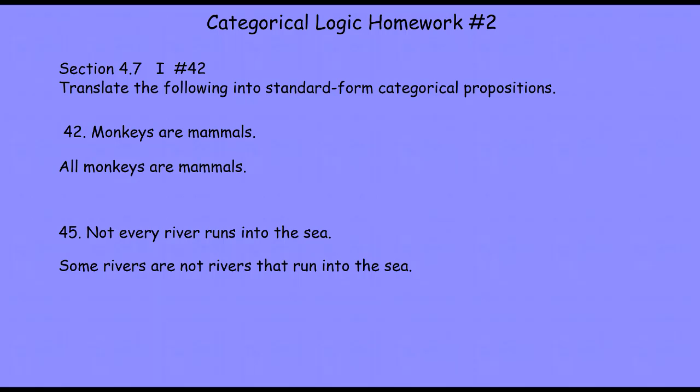And so when we look at that translation, we go back to what the original English sentence said, and we say, okay, let's see. Not every river runs into the sea. That's only going to be true if there's at least one river that is not a river that runs into the sea. And so it looks like we've got a good translation there. Some, particular standard form quantifier. Rivers, subject term, picks out a class of things. Are not, copula consistent with our quantifier. And rivers that run into the sea, that is our predicate term that picks out a class of things.